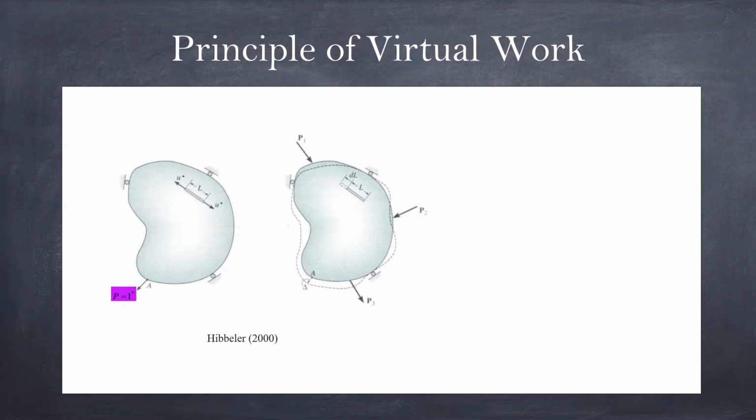For the virtual force system, everything that comes from it will be denoted by the star. As you can see in here, the point load that we put on A is a 1 star, right? Meaning it's a 1 unit virtual force. And U star is the virtual strain energy, meaning it's not a real strain energy, right?